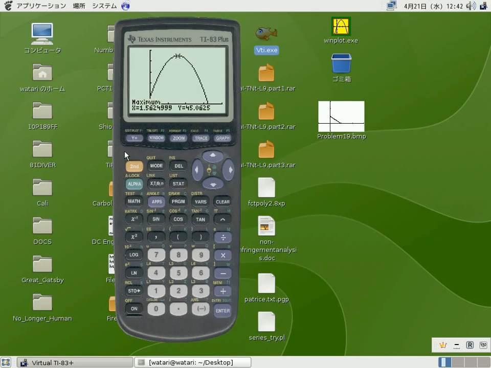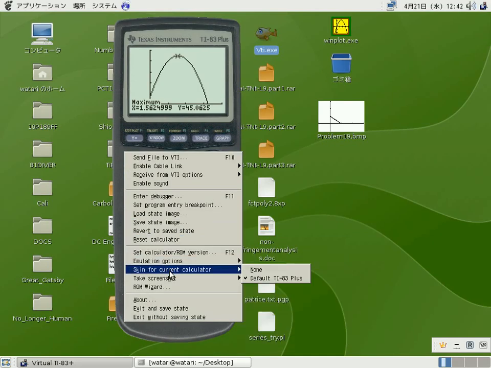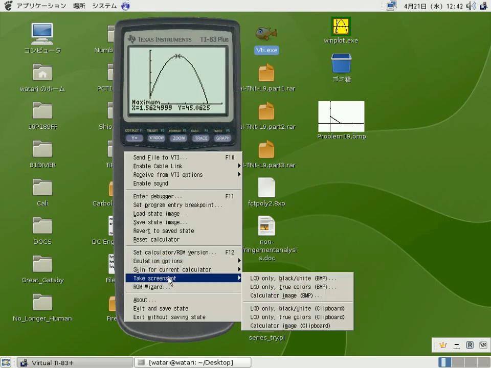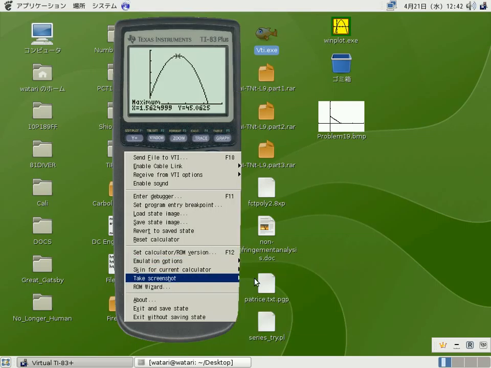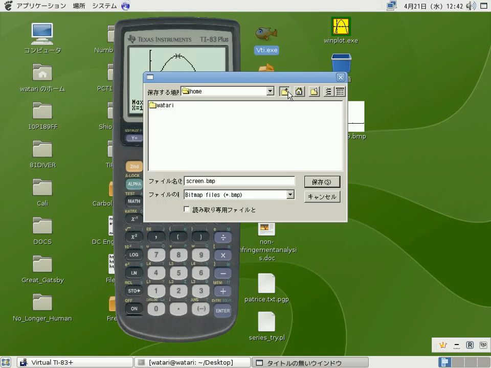So I should go ahead and take a screenshot of this. And this will be problem 21, part 1. So we'll save that.